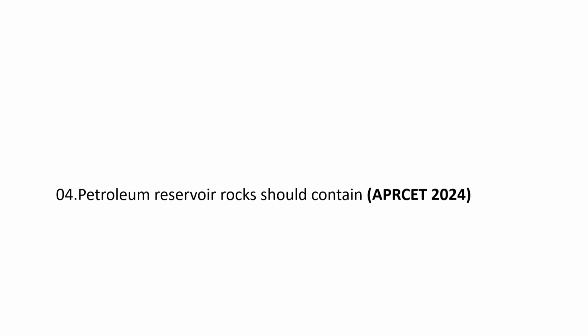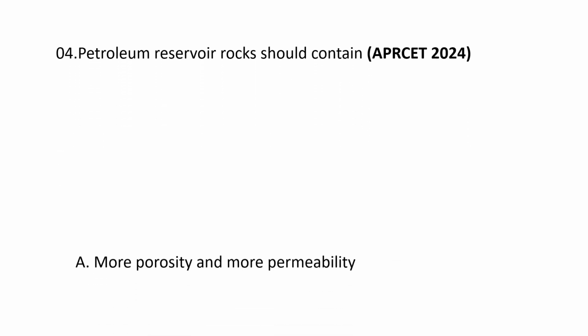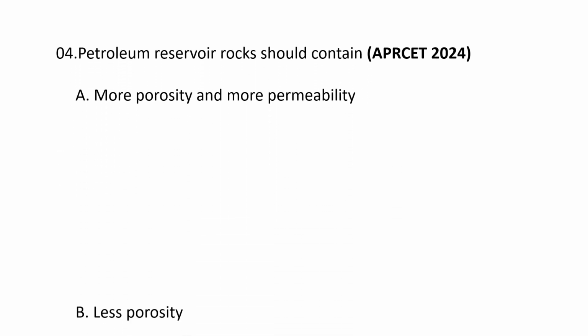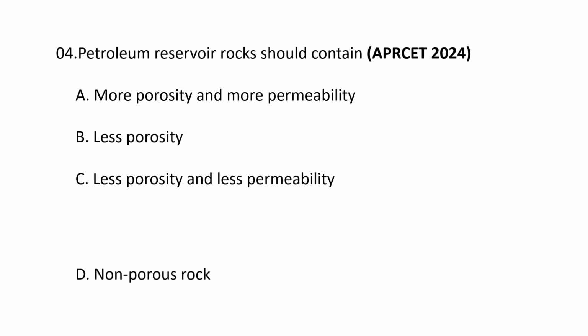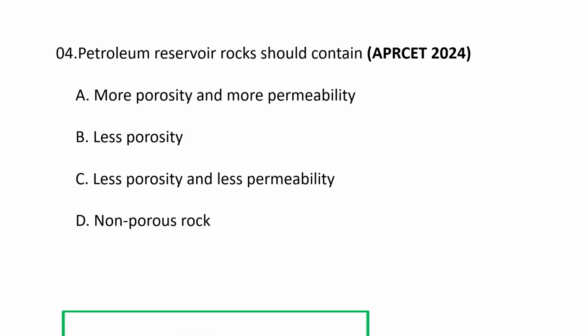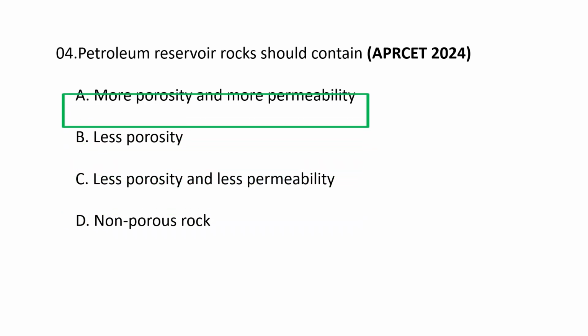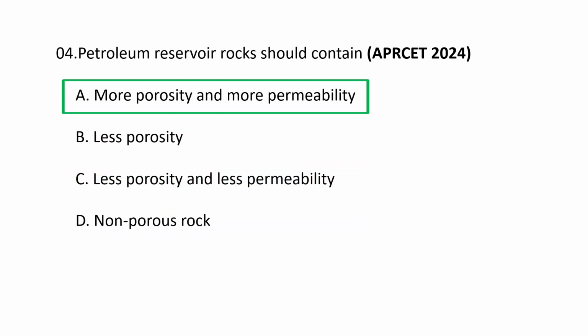Next question. Petroleum reservoir rock should contain A. More porosity and more permeability, B. Less porosity, C. Less porosity and less permeability, D. Non-porous rock. Petroleum reservoir rock should contain more porosity and more permeability. This is to store and transmit hydrocarbons such as oil and gas, and these rocks need to be capable of holding a sufficient volume of petroleum and allowing it to flow out through wells for production. So petroleum reservoir rock should contain more porosity and more permeability.